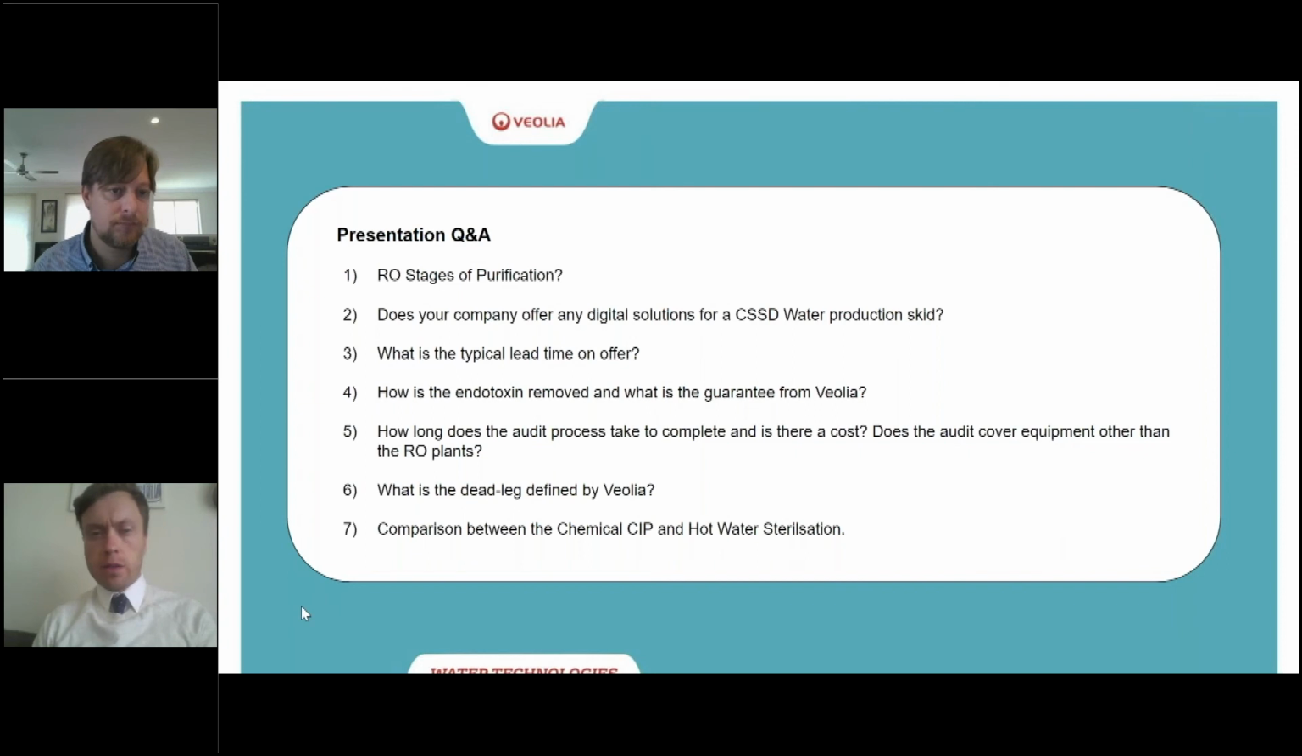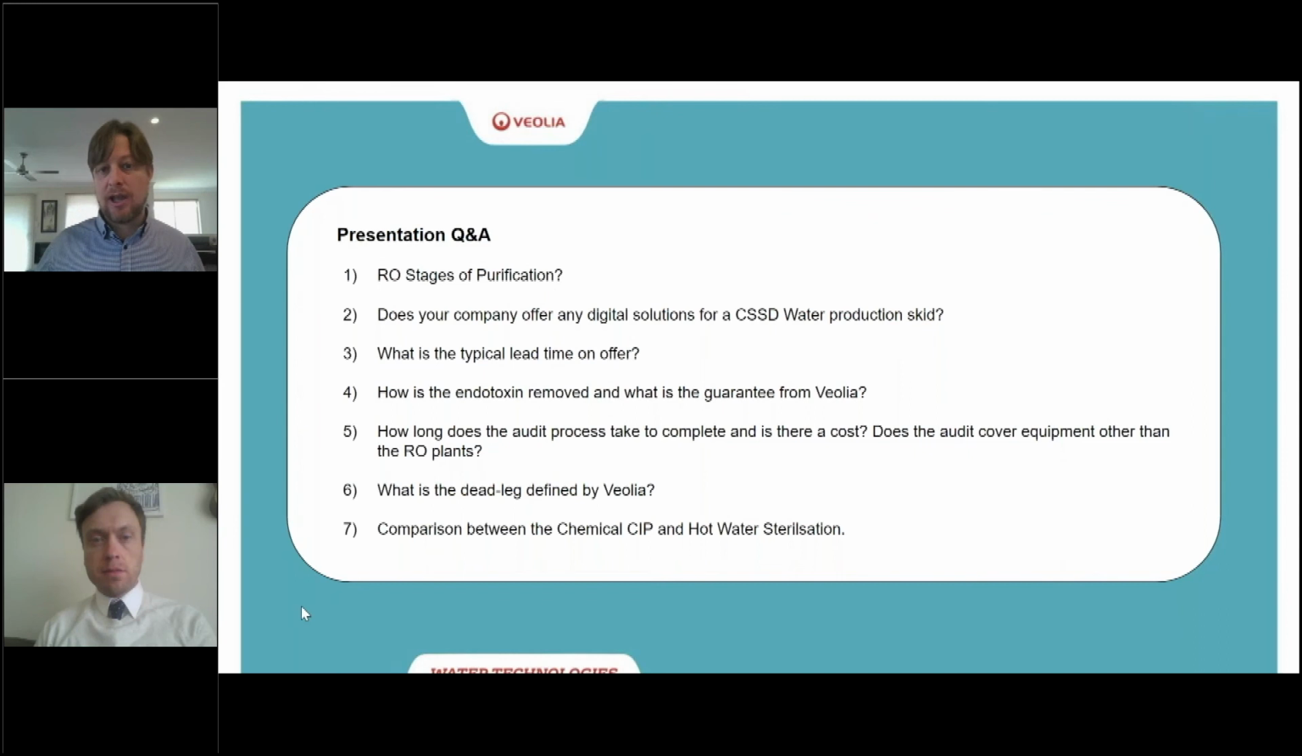Okay, very good. Number 5, how long does the audit process take to complete, and is there a cost? And second part of that question, does the audit cover equipment other than RO plants? Is that possible to get an answer for that, sort of covering the audit process and the coverage of the operation? Yeah, absolutely. So the audit process is not long.